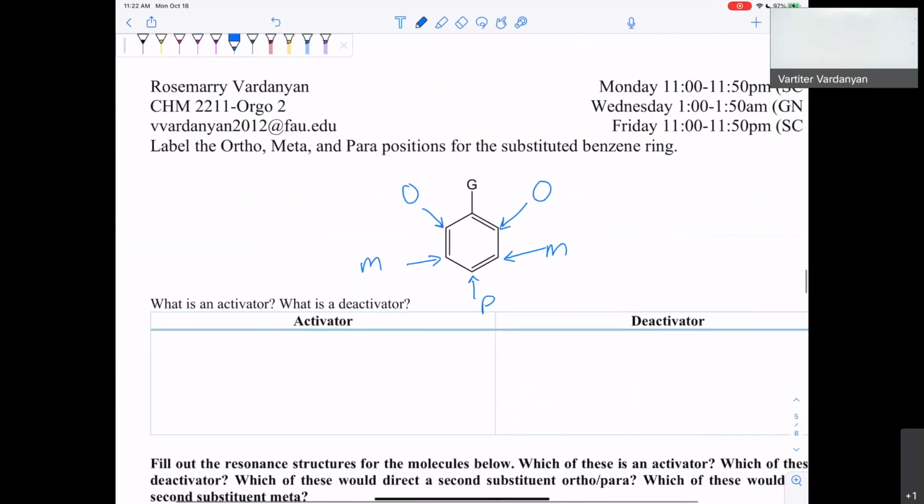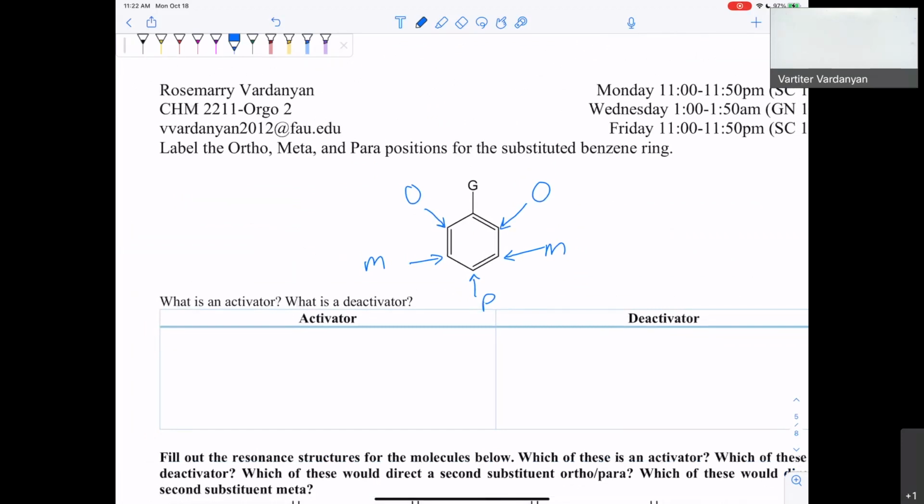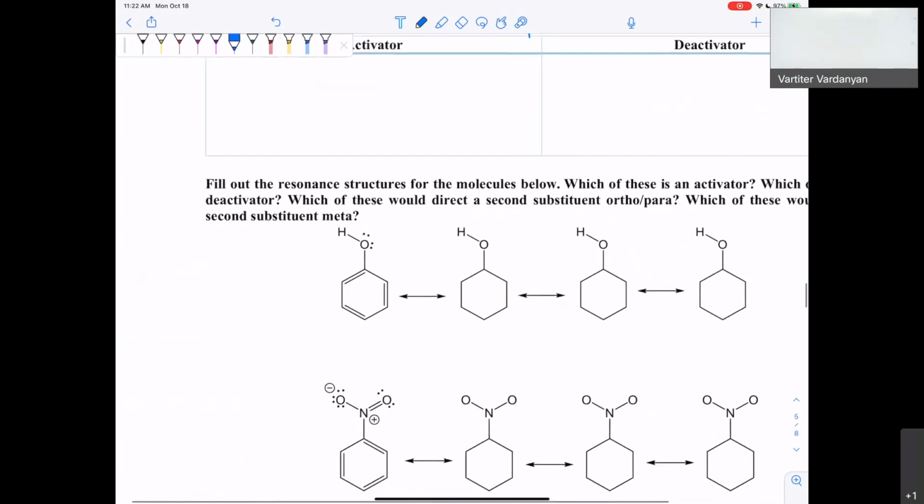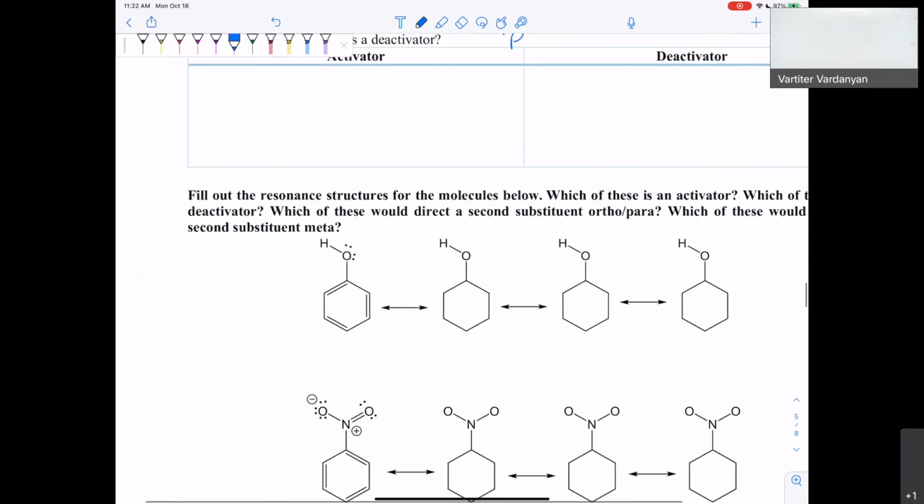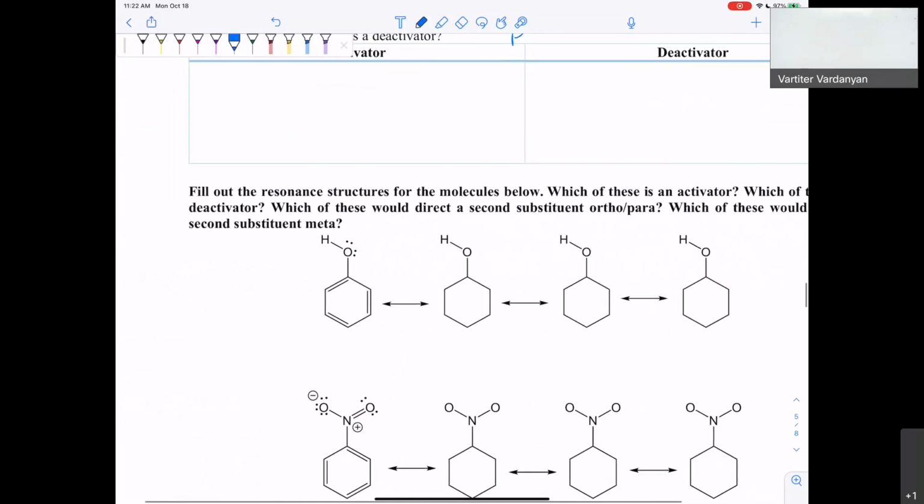All right. So now we're going to talk about activators, deactivators. I know you already did this in lecture like a week ago, but I do want to cover it again with you guys. People have heard the terms meta deactivator, ortho para activator, meta whatever. But what I want you to think about right now is ortho para director, activator, deactivator. Those are two separate things. So first we're going to talk about what's an activator, what's a deactivator. And then we're going to talk about what's ortho para directing, what's meta directing. And right now we're going to treat them as two completely separate things.